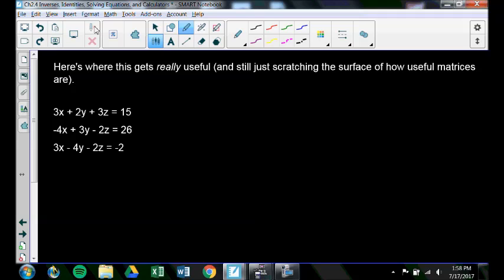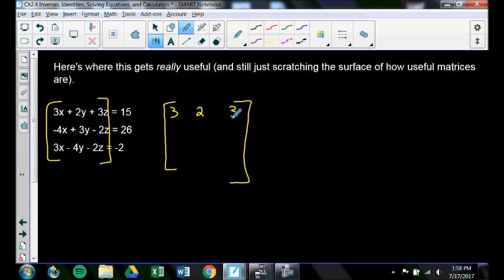So here's what I'm going to do. I'm going to take all of this stuff here, but I'm only going to take the coefficients, just the numbers. And like my good friend Beyonce often says, we're going to throw it all in a box to the left. And I have the coefficients 3, 2, 3, negative 4, 3, negative 2, 3, negative 4, negative 2. There are the coefficients of those variables. And I said a box to the left, you're thinking that's to the right, but there's going to be more stuff that comes after it.